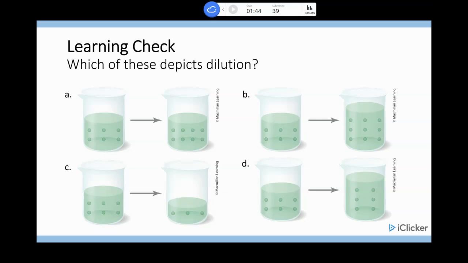Now, what about B and D? Before you say it out loud, talk to the people around you. D is dilution, but B is not. So explain to the people around you why B is not dilution, but D is.